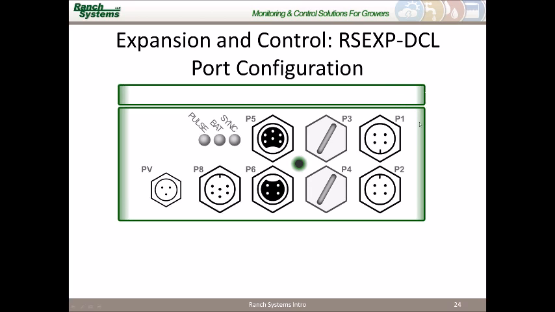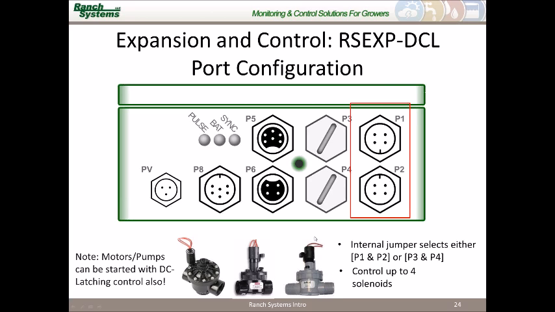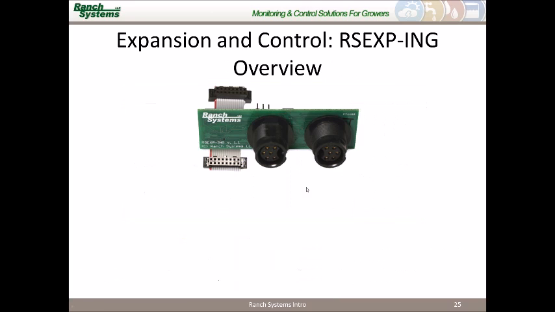So this is kind of how it would look like if you were to plug that in. And kind of some examples of the valves that you can control. You can also control motors and pumps, but you need a DC latching relay control for that. So a little bit more information that you need to get for that.